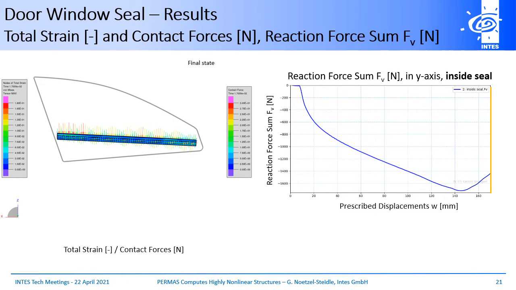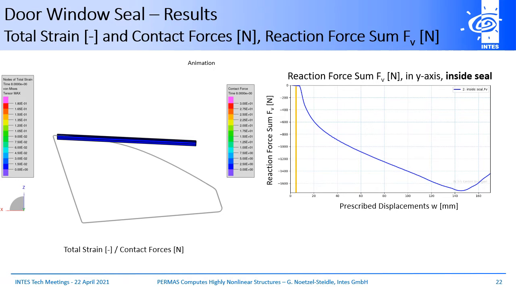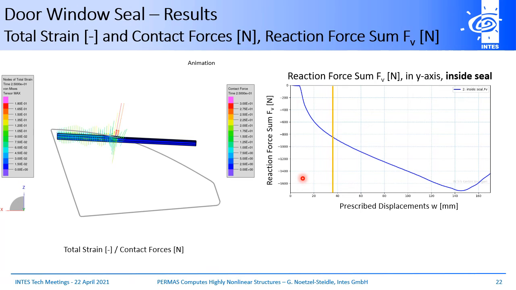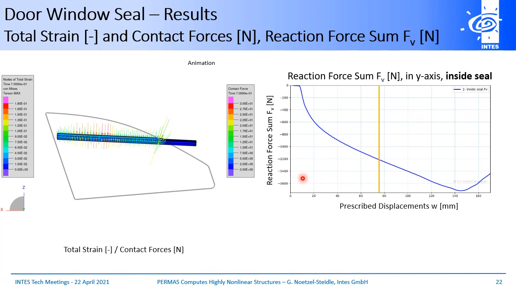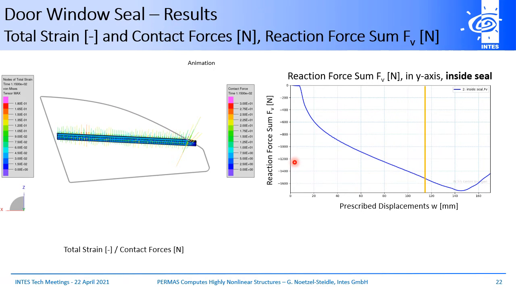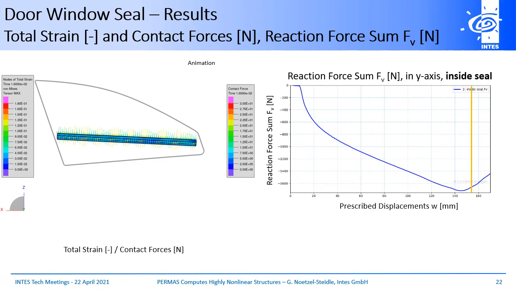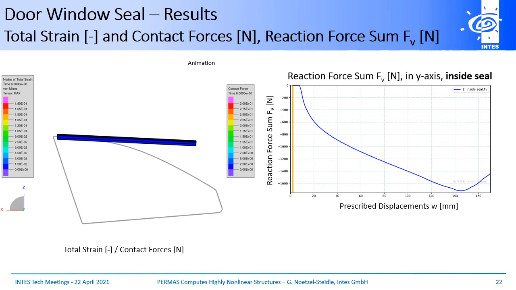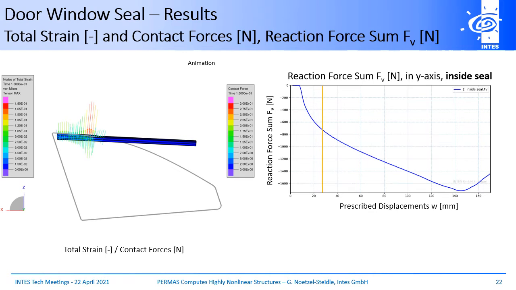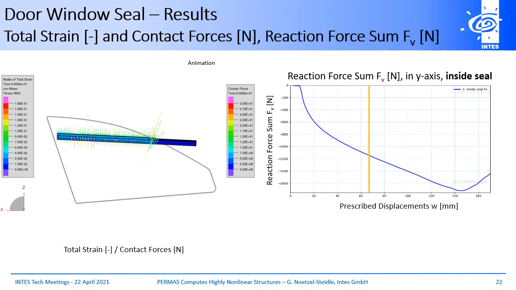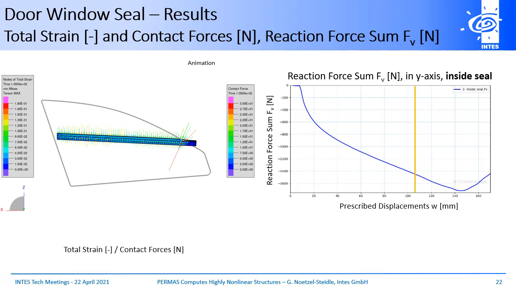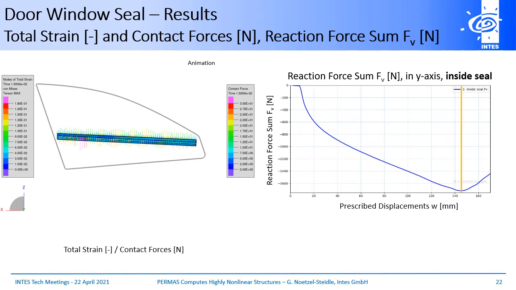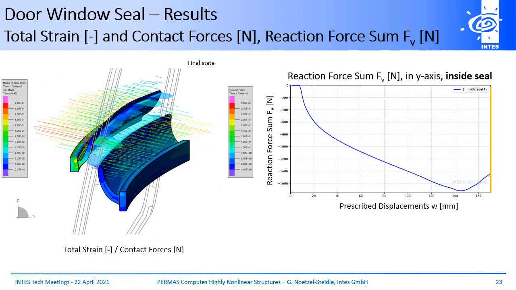Please have a look at the development of total strains and the contact force vectors. First, in an overall view on the side window. Here at the beginning we have a finding of contact and then the glass is going through the sealing gap. And here in an enlarged view on the sealing lips.